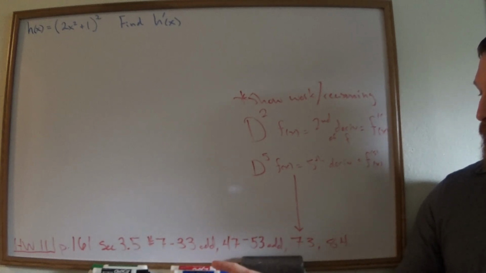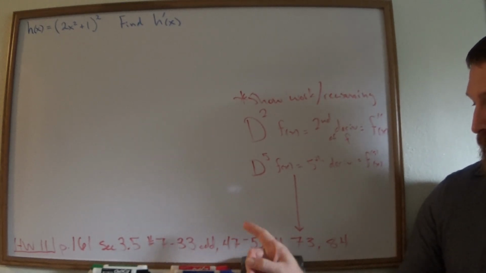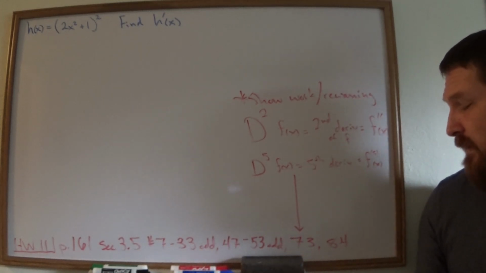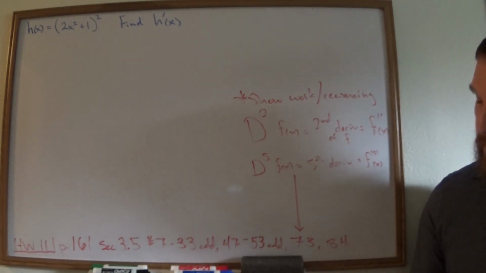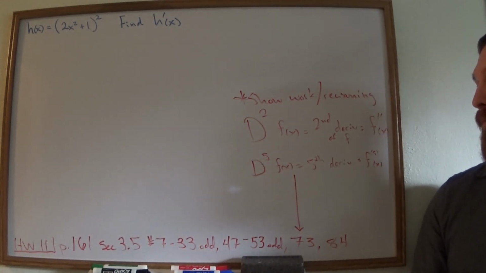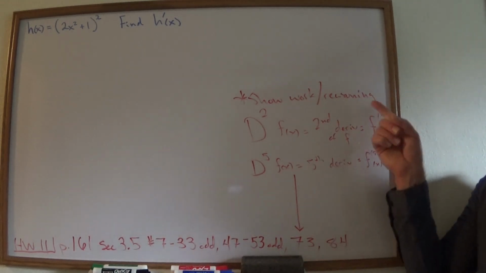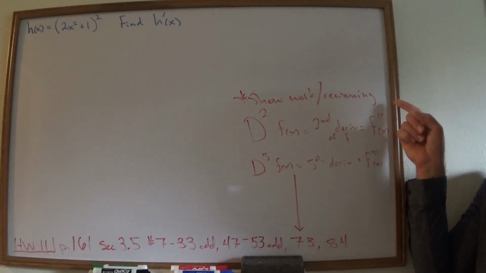So that's number 7 through 33 odd, 47 through 53 odd, 73 and 84. That's a total of 20 problems. And like I said earlier, that's probably going to be standard, about 20 problems per homework. Now on number 73, I want you to show your work and/or reasoning.